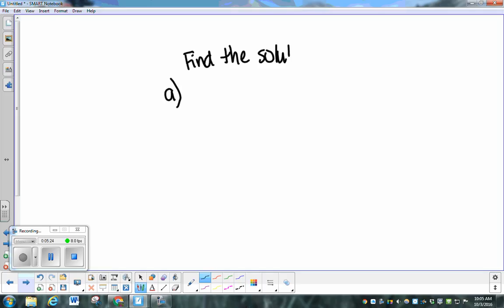Okay, it's the same instructions. Find the solution set. And it is the absolute value of 2x plus 5 equals 13. And I'll show you guys how to solve this.